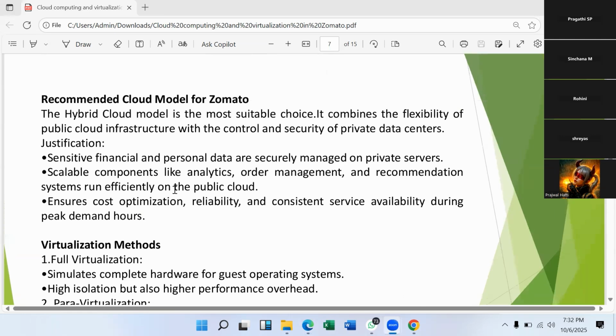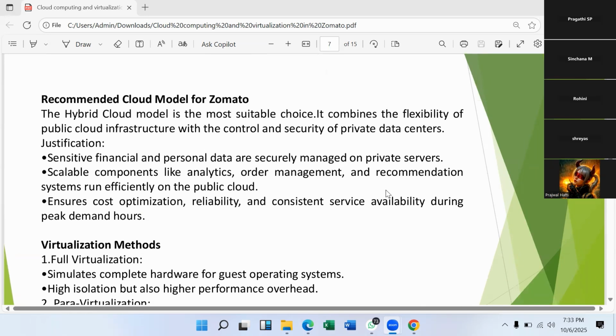Now we will see about the recommended cloud model for Zomato. First is the hybrid cloud. It means that it uses both public and private cloud services together, and sensitive data stays on a private server for security. Public cloud handles scalable services, and it offers cost efficiency, reliability, and better performance during high demands.